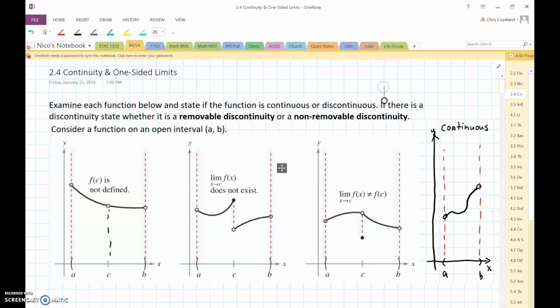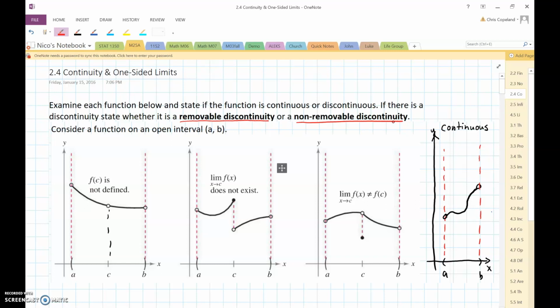Alright, 2.4, continuity and one-sided limits. So if we look at the directions here, it says examine each function below and state whether the function is continuous or discontinuous. If there is a discontinuity, state whether it is a removable discontinuity or a non-removable discontinuity.